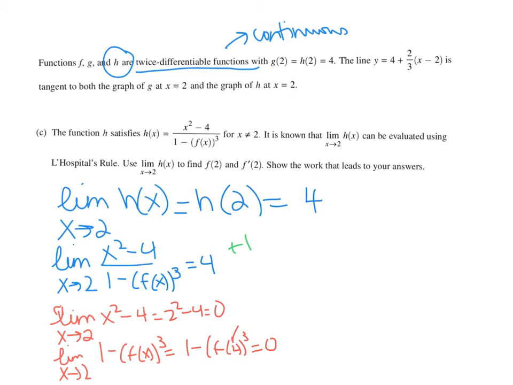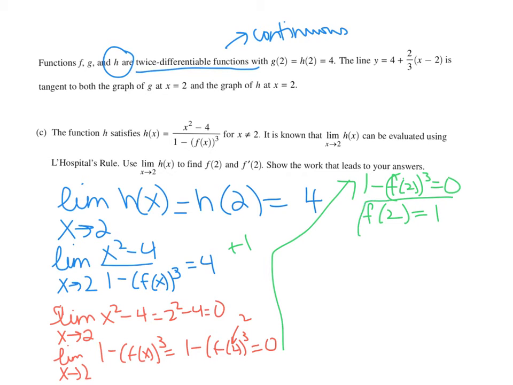By the way, this right here is a 2. I think it looks kind of like a 4. So we now have an equation. I'm going to continue it up here. We have that 1 minus f of 2 cubed is equal to 0. You can now solve that equation to find f of 2, and if you do that, you find that f of 2 is equal to 1.